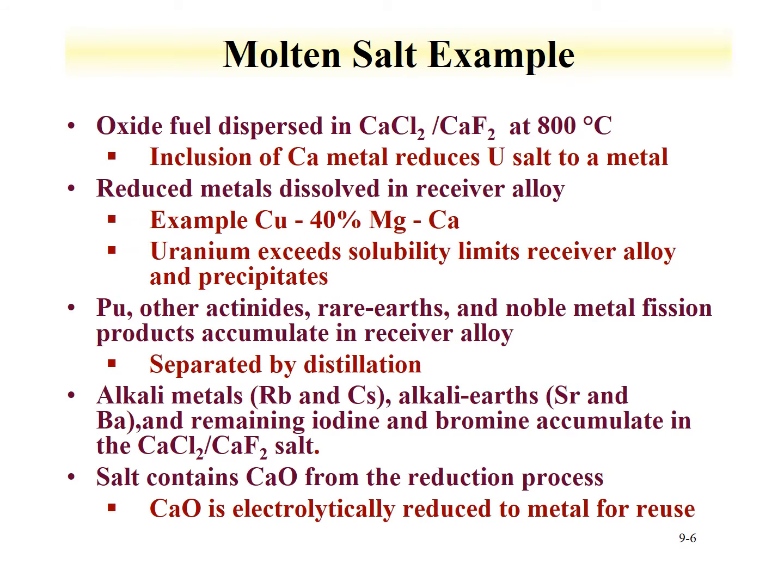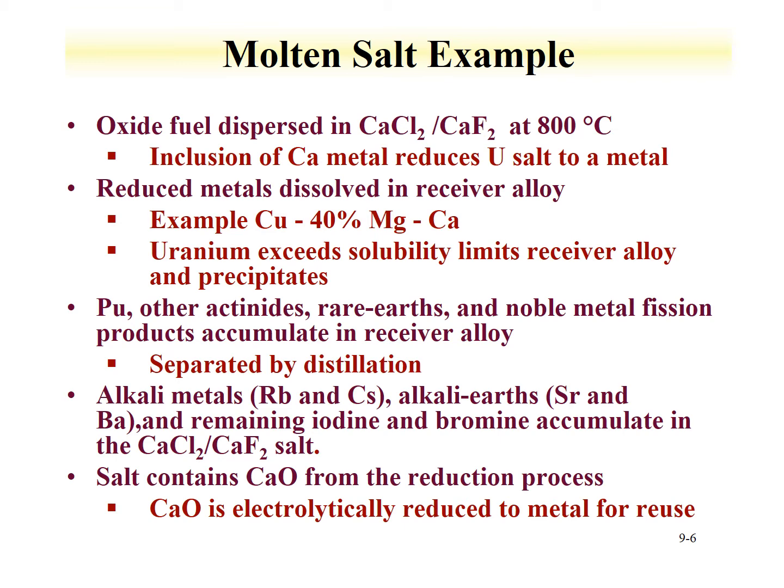There are a few different examples of molten salt pyroprocesses that have been used and explored for treating spent nuclear fuel and recovery of uranium. An example shown here is oxide reduction, where oxide fuel is dispersed in a calcium chloride, calcium fluoride salt at 800 degrees. Calcium metal is added to the uranium salt. The uranium salt, the fluoride or the chloride, can be reduced to the metal. Calcium gets converted to the chloride or the fluoride. So this reduces the uranium salt to the metallic phase.